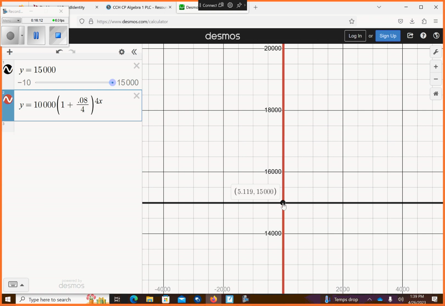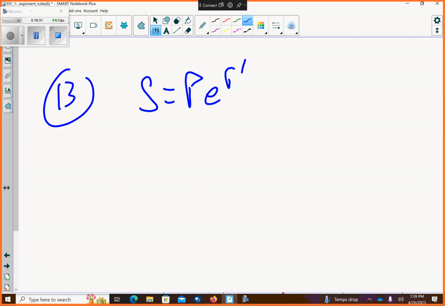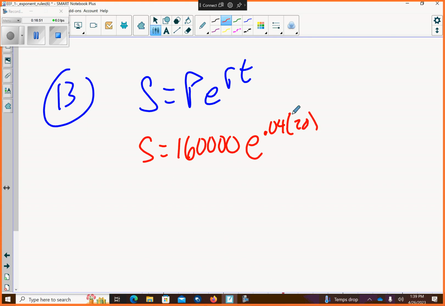And then there's a house that 20 years ago was worth 160,000, and it increases in value by 4% each year because of inflation. What is it worth today? Okay, that should be straightforward. I'm just going to use S equals P e raised to the rt. They tell us this house was worth 160,000. We have a rate of 0.04, and it was 20 years ago. So I just directly plug this into a calculator.